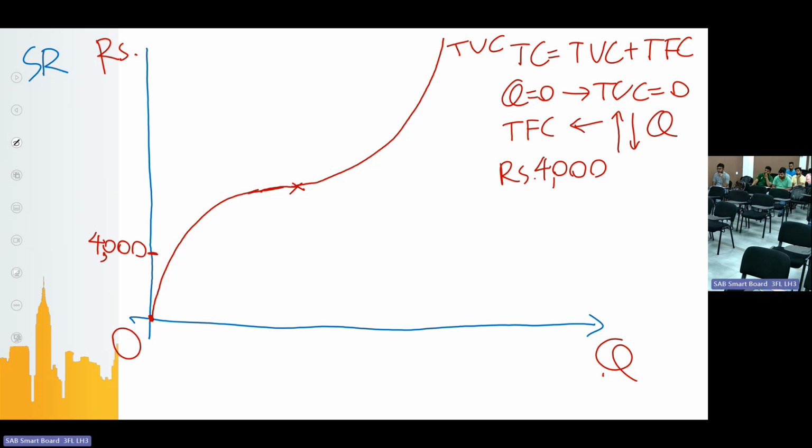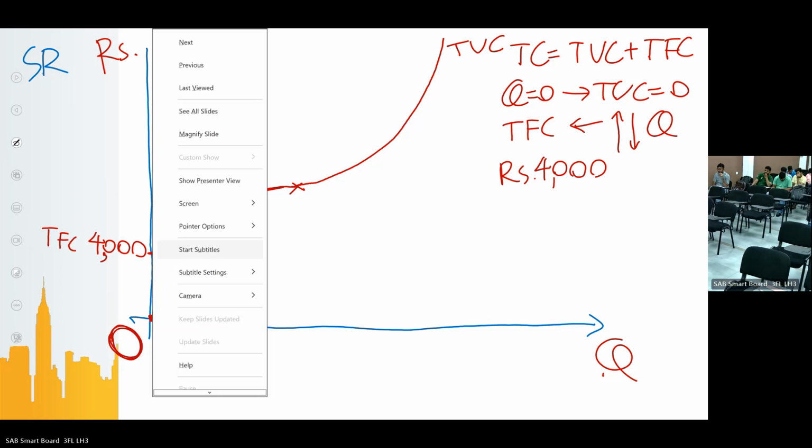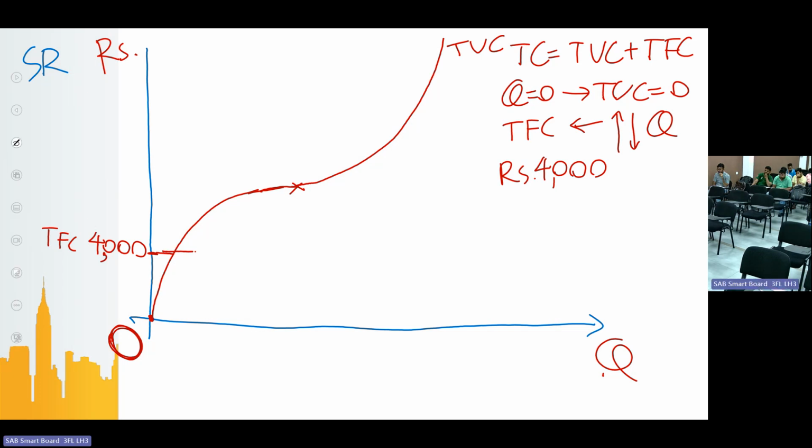So whatever the level of production, total fixed cost does not change. Even when the production level is zero, total fixed cost is there. So we draw the total fixed cost curve like this. It's a horizontal line parallel to the quantity axis.